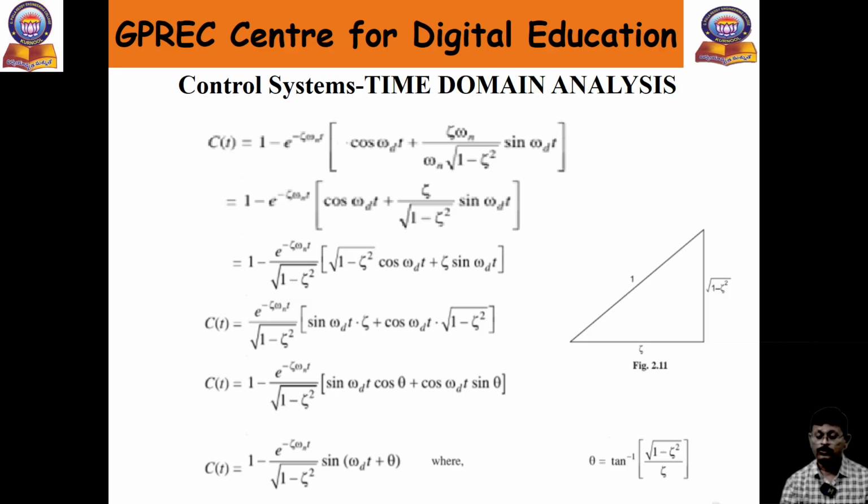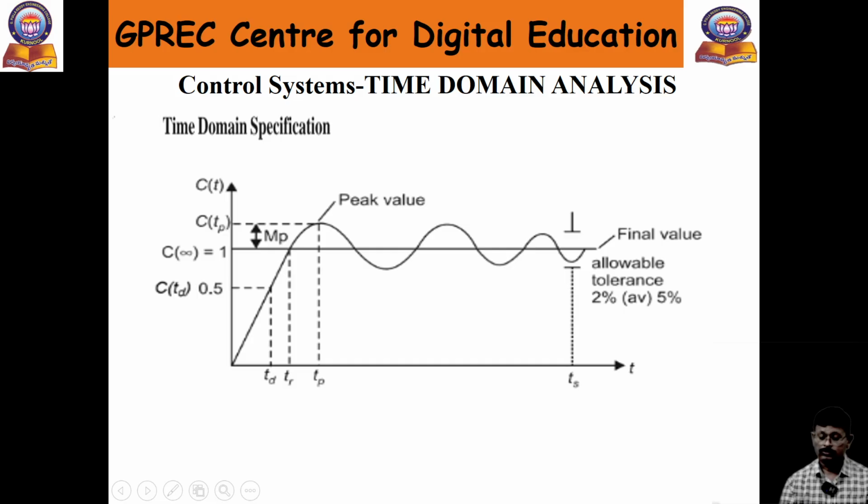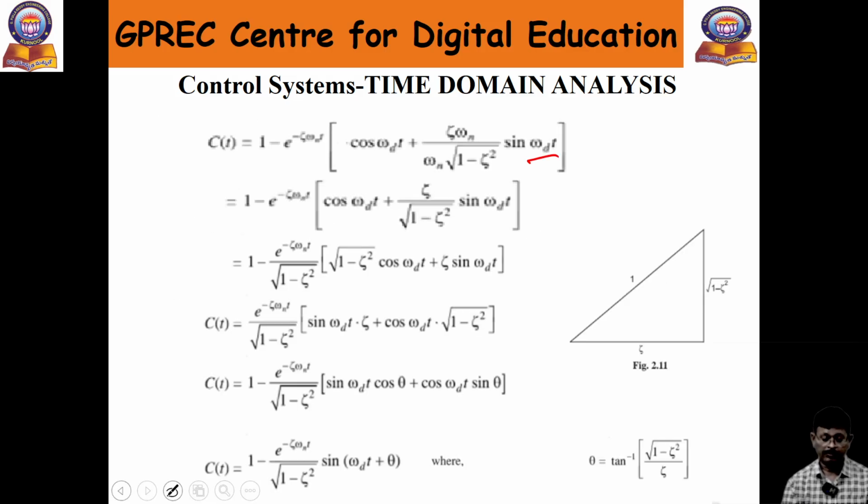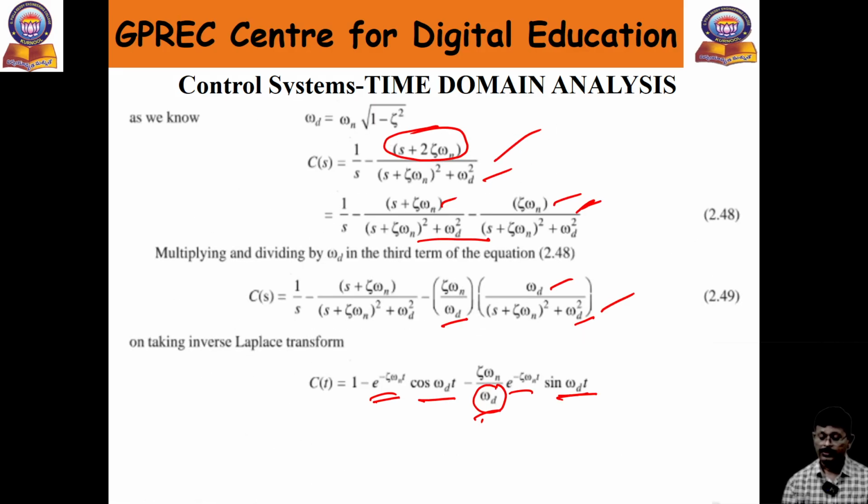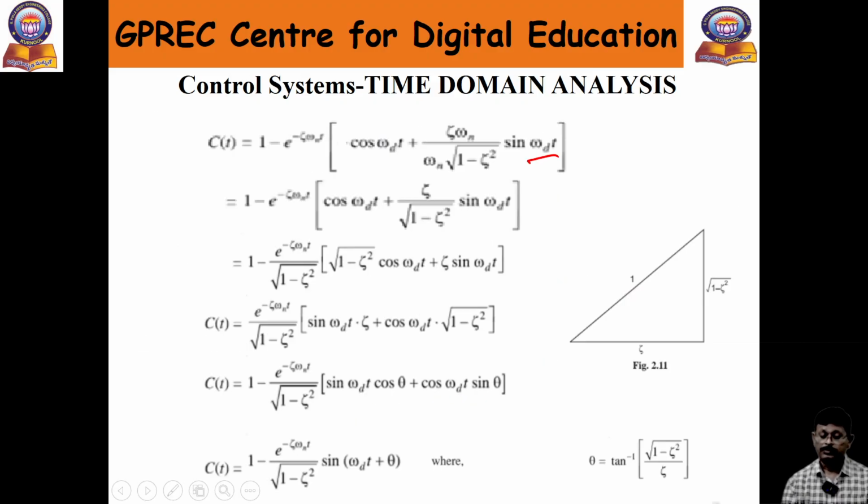So omega d is omega square zeta square, sin omega d I am keeping. Here also I am taking this term and this term common. So I am substituting omega d equal to omega root of 1 minus zeta square. Then 1 minus e power zeta omega nt cos omega dt plus zeta by root of 1 minus zeta square sin omega dt. Then I am cross multiplying, taking this value common, taking this outside.